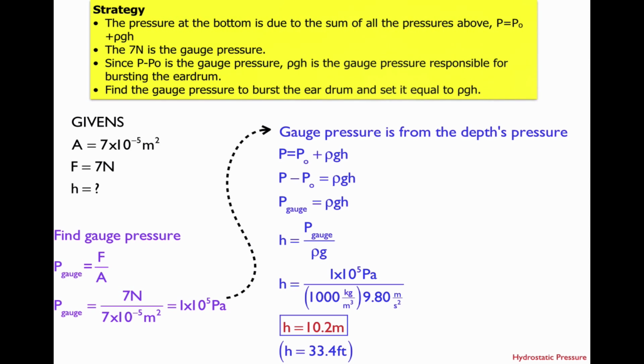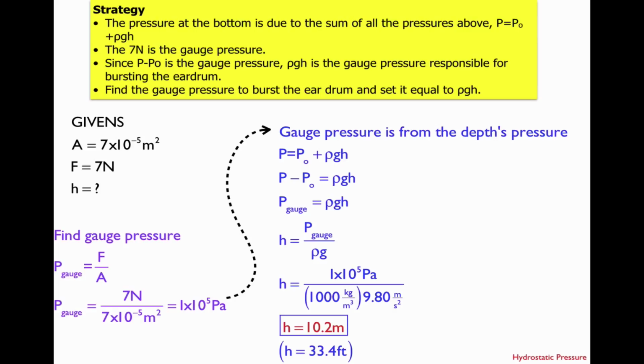So my strategy is the pressure at the bottom is due to the sum of all the pressures above. So I'm defining what the gauge pressure is that I'm going to be using in the blue text on the screen. 7 newtons is the gauge pressure, so I went ahead because that can be a little tricky. Some people may not realize that's the gauge pressure. And since P minus P naught is the gauge pressure, rho g h is the gauge pressure responsible for bursting the eardrum. Okay, just describing where it's coming from.